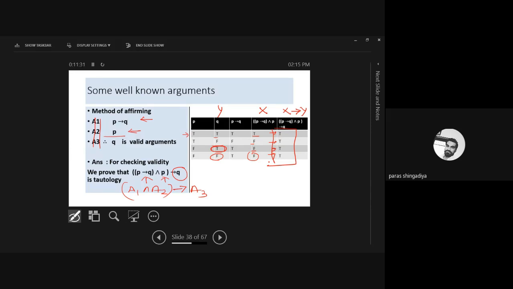Data will be given, and questions will be in a specific form: check the validity of the following argument. The chain will be there, the sequence will be there, first, second, third, and so on. We first define the formula, and as per the formula, create a table. Clear? Your final column should be a tautology. If it is not a tautology, then it is not a valid argument. Is there any confusion? It's very easy.